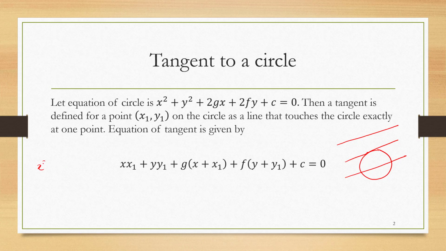You have to just replace x square with xx1 and x with (x plus x1) by 2. See, x square is xx1, and in 2gx, it is 2g, and x is replaced by (x plus x1) by 2. So this term is g times (x plus x1). Again, same with y square changed to yy1 and y changed to (y plus y1) by 2. So we will get the equation of tangent.